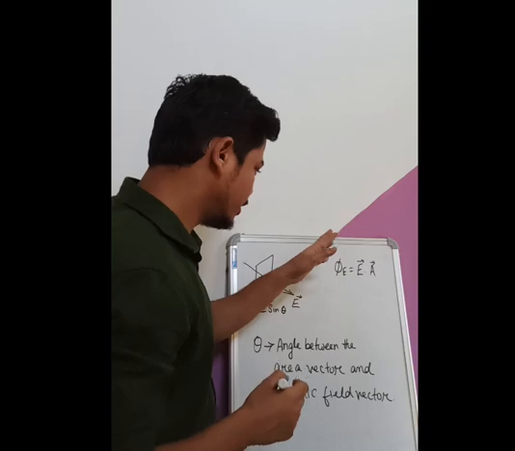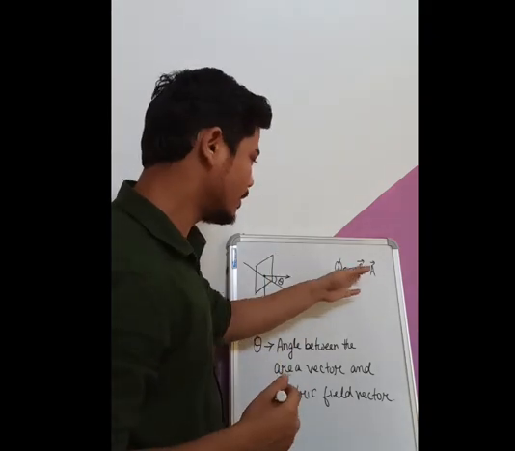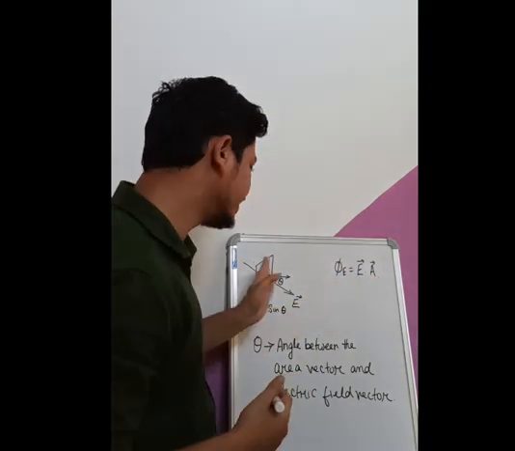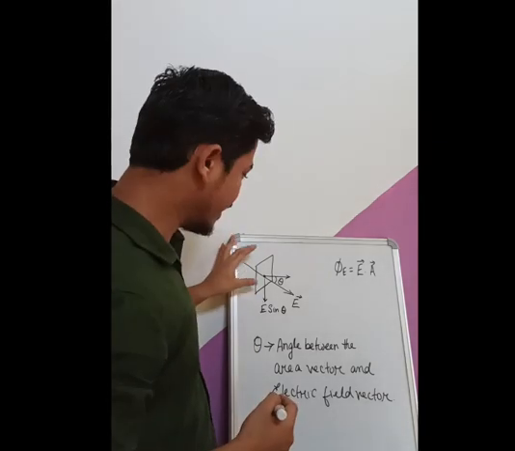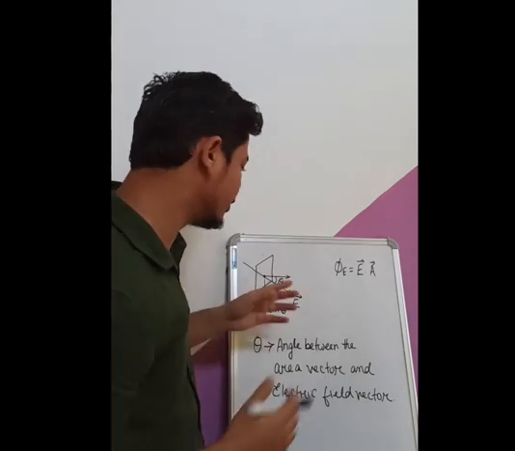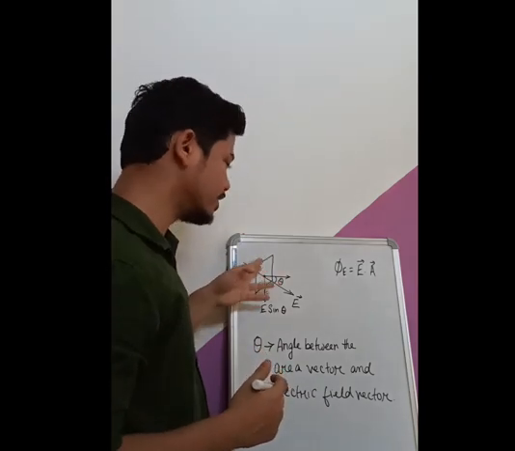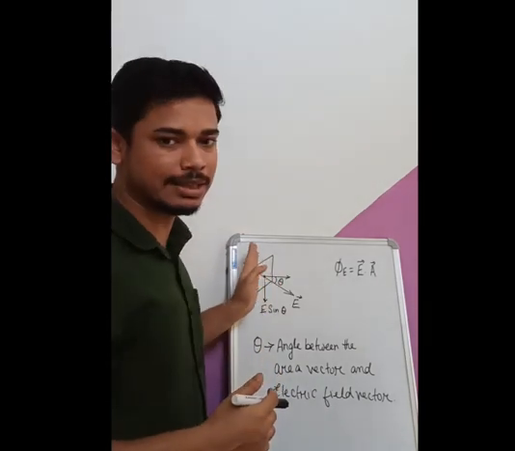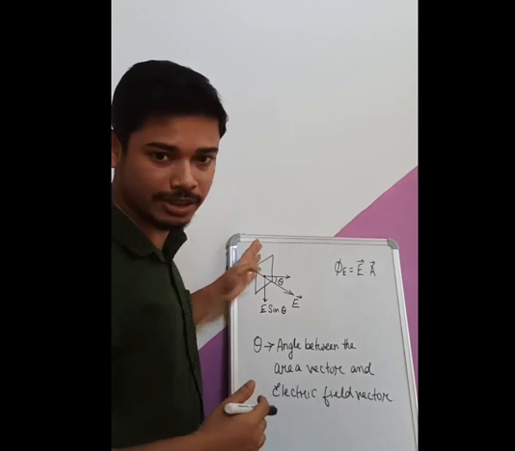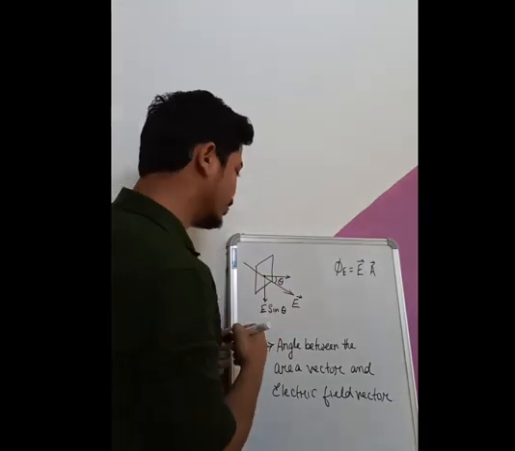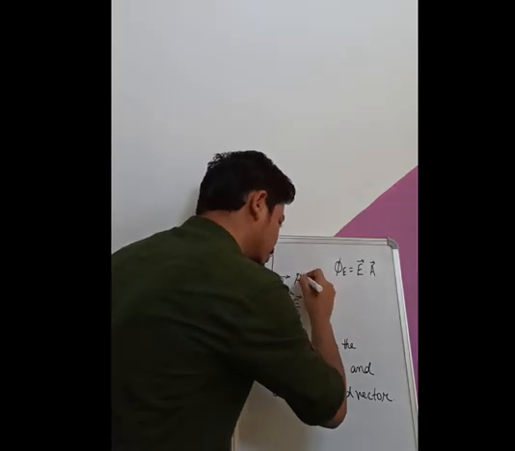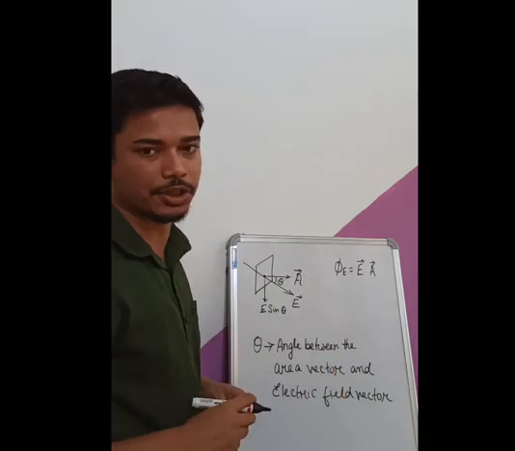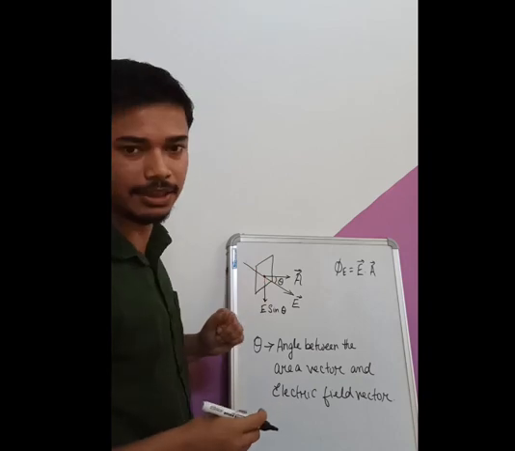Okay, so how does it depend on the electric field as well as the area? Let's see in this diagram. Here we have placed a surface. First of all, let's see the area vector of the surface. In which direction will the area vector be? The area vector will be perpendicular to the surface, right? So the direction of the area vector will be along this direction. This is the area vector for this surface.